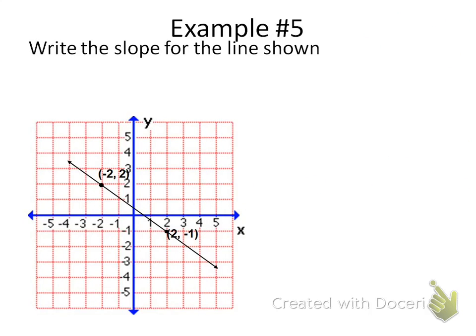Here's another one. The points are already labeled here, so this is definitely one where you could do the y2 minus y1 over x2 minus x1. Or you could just count the rise over run.